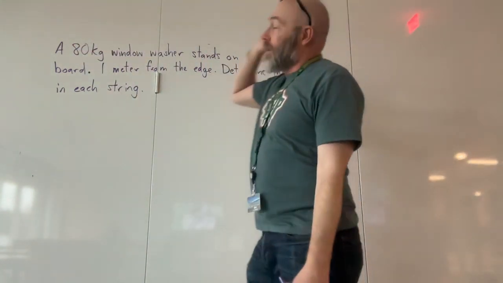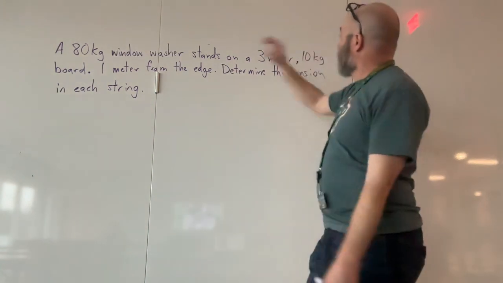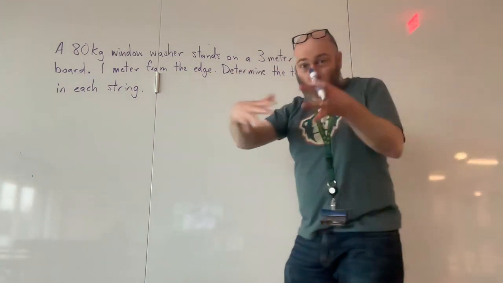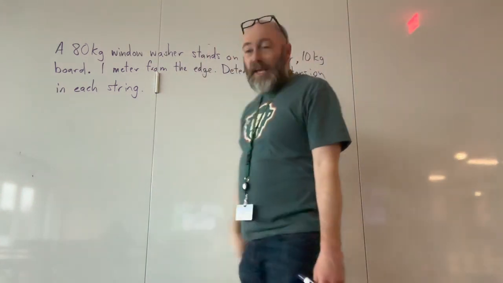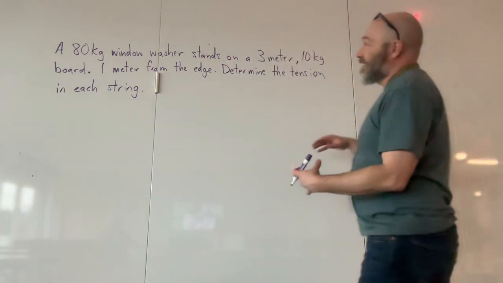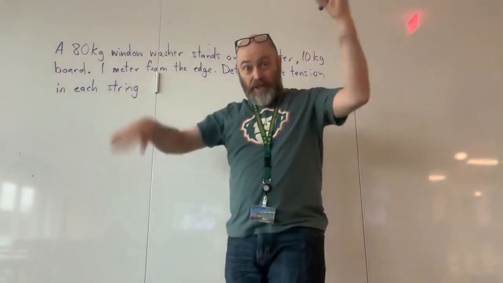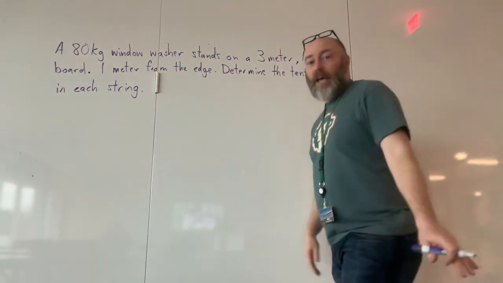So I have an 80 kilogram window washer standing on a 3-meter long board. The board is 10 kilograms. He's standing 1 meter from the edge. And we want to determine the tension in each of the strings supporting him, on the side of the skyscraper.